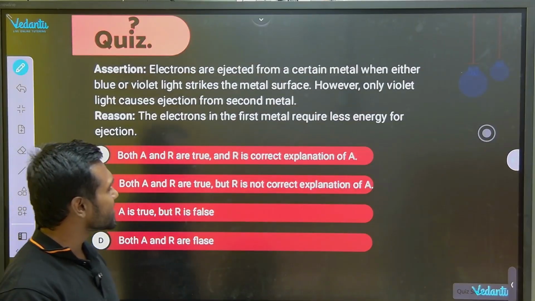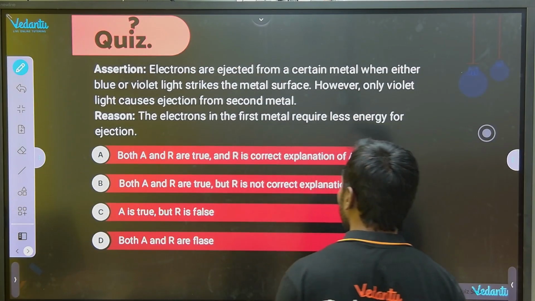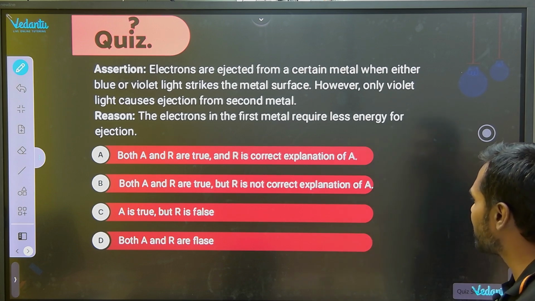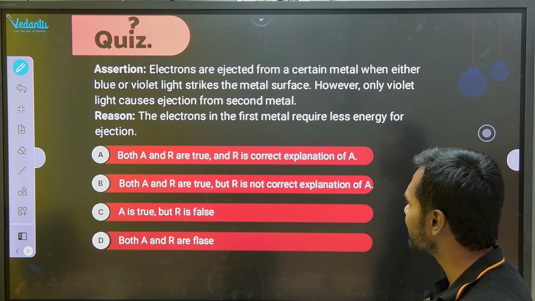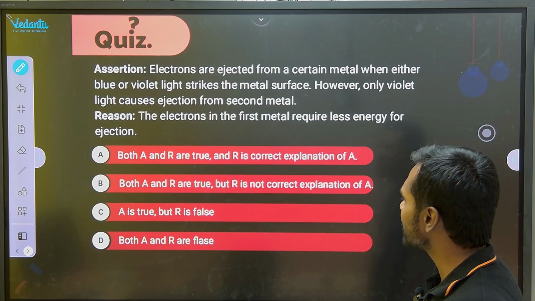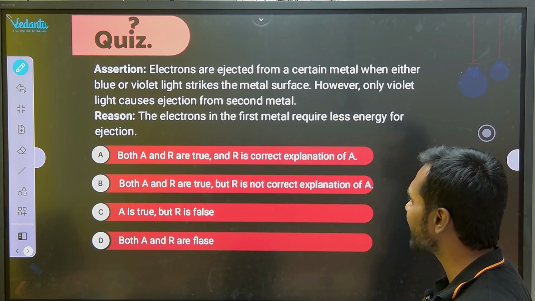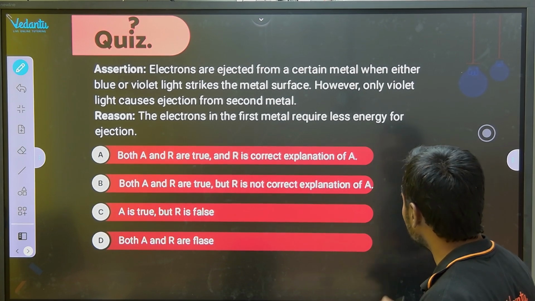Electrons are ejected from a certain metal when either blue or violet light strikes the metal surface. However, only violet light causes ejection of electrons from the second metal. The electrons in the first metal require less energy for ejection. So now let's take VIBGYOR.